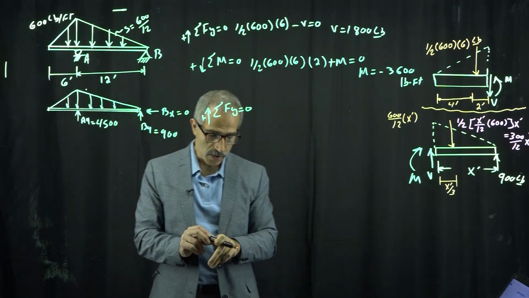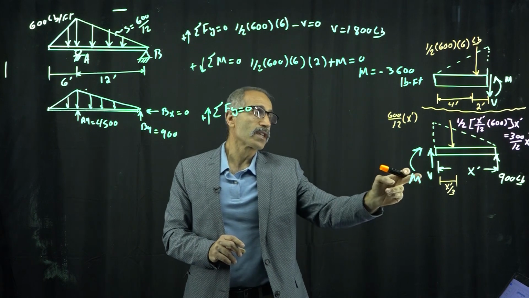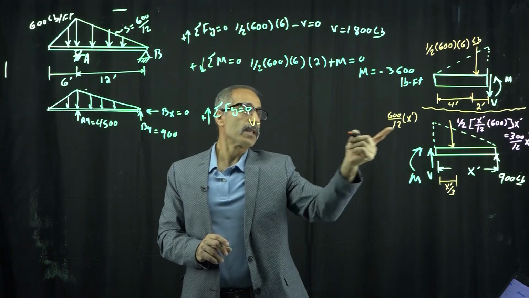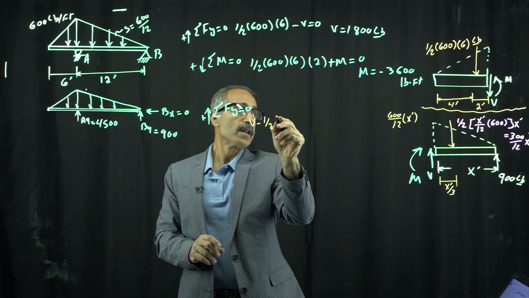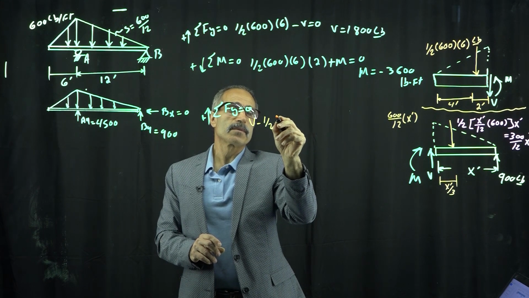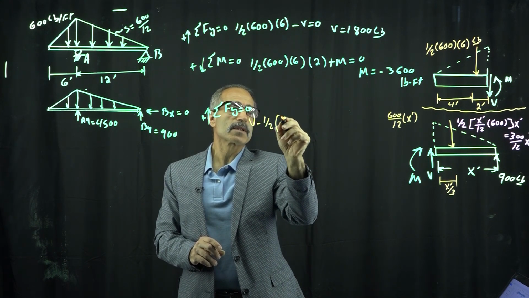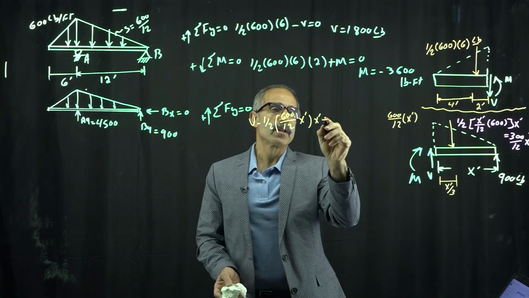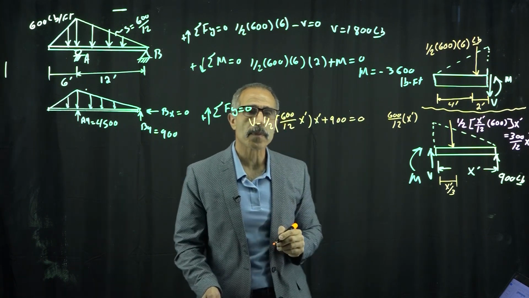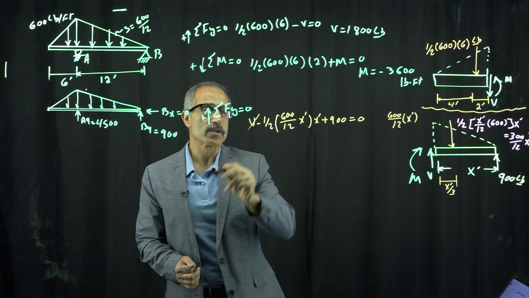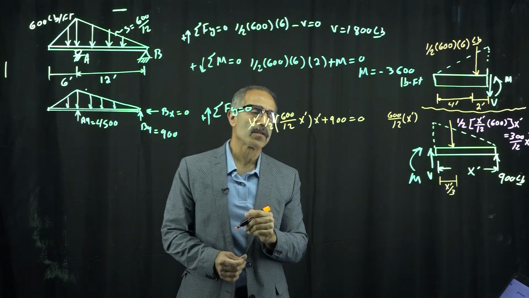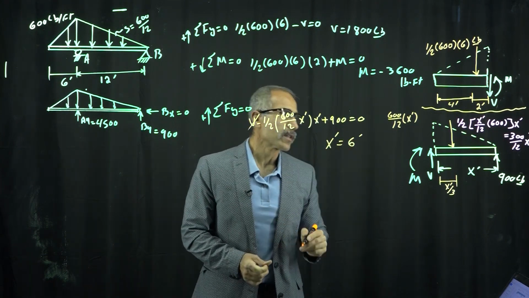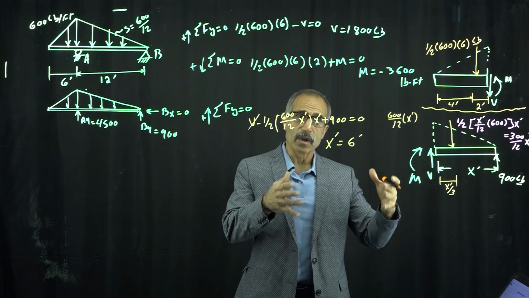So when we have summation FY equal to 0 here, we're going to set shear equal to 0. Let's just call it V, and V minus 1/2 of 600 divided by 12 times X prime times another X prime is equal to 0. We know V comes out to 0. We just said we're going to set that to 0. And if we solve this equation, X prime is going to come out to 6 feet. So now we know at 6 feet, we're going to have the maximum moment.